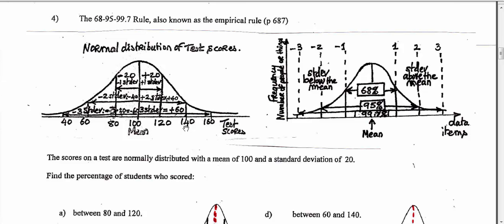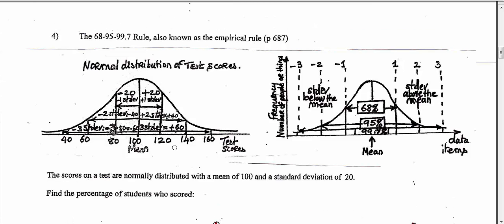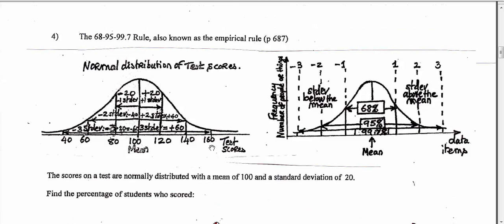Now, if you move not 1 to the right, not 2 to the right, but 3 to the right, 3 standard deviations, where are we going to end up? You started at the mean of 100 and you're adding 3 times 20 or 60. So you would get a 160 right here.